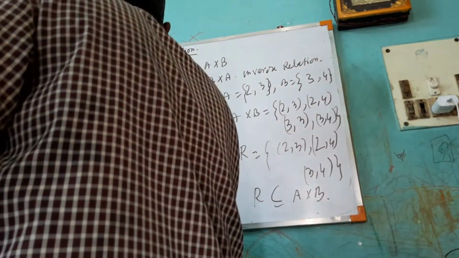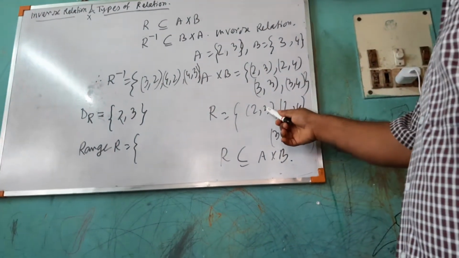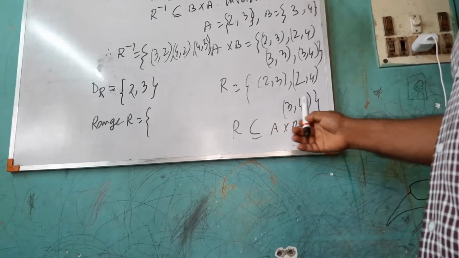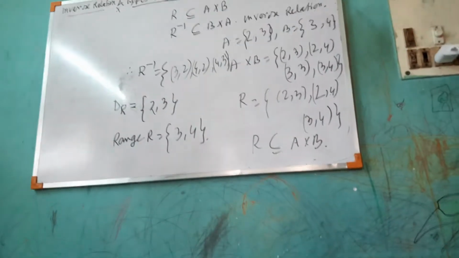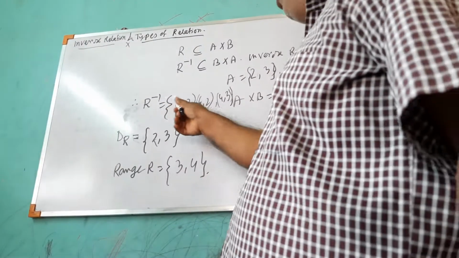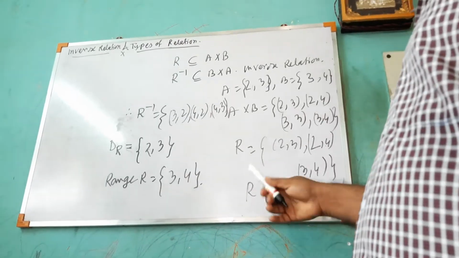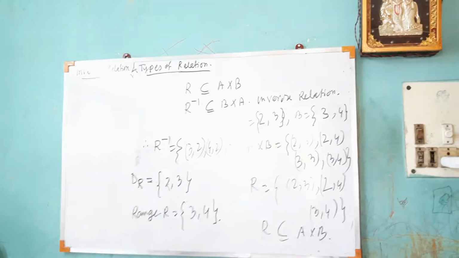And range R equal to the second elements of the relation, that is 3, 4. How many 4s are there? Two, so you have to take it once. 3, 4 is known as range R. Similarly, domain R inverse equal to {3, 4} and range R inverse equal to {2, 3}. That means we can say domain R equal to range R inverse and range R equal to domain R inverse. Okay, understand?